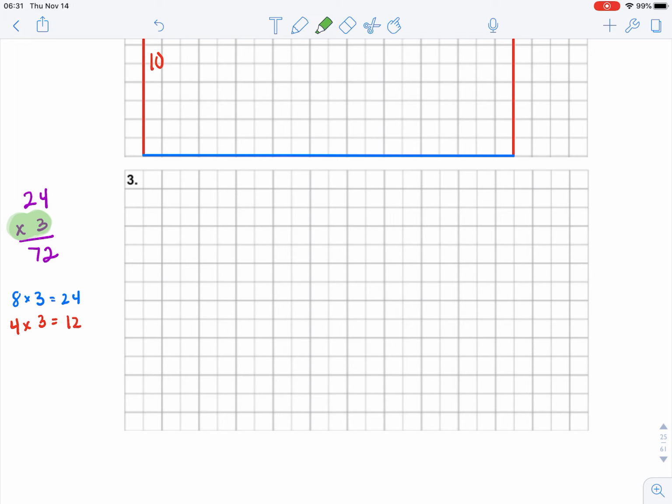Okay. Again, this here is going to be represented by this value here, triple the length. That is your scale factor.